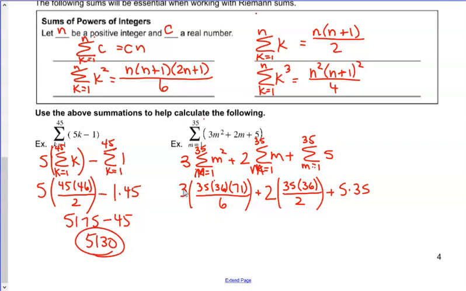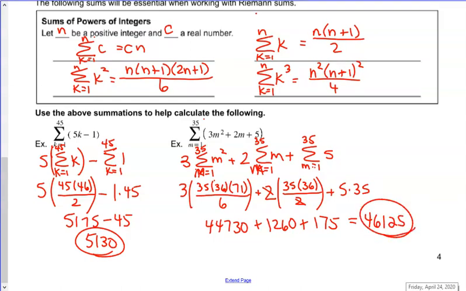So 3 will cancel into 6 twice. 2 can go into 36, so you could technically do 35 times 18 times 71. However that you do it, you get 44,730. Add to that, your 2's can cancel, so just multiply 35 by 36 and get 1260. And then 5 times 35 is 175. When you add all those up, that gives us 46,125 as the sum of that problem.